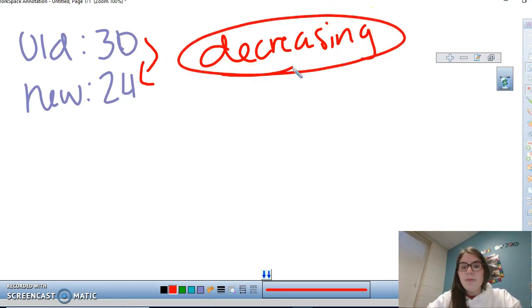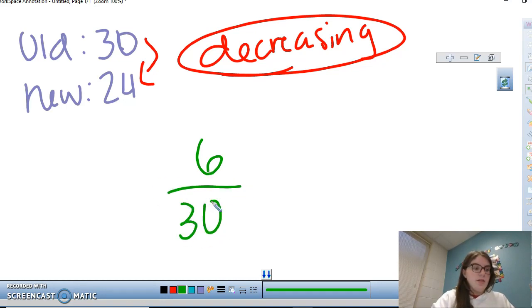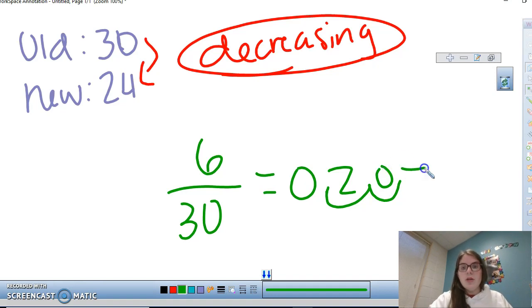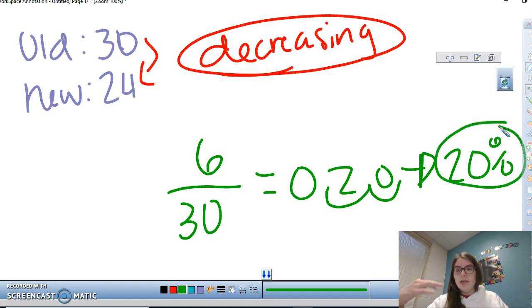Okay, and now I just need to find my percent of change. So I know that it changes 6, because 30 minus 24 is 6. And then I need to look to see what my original is, and my original is 30. So if I take 6 divided by 30, I know that I'm going to get 0.2. And we're not done yet because we don't have it as a percent. So we have to move it over 2, add a 0 because we have an empty loop to scoop. So my percent is going to be 20%. So it's decreasing 20%.